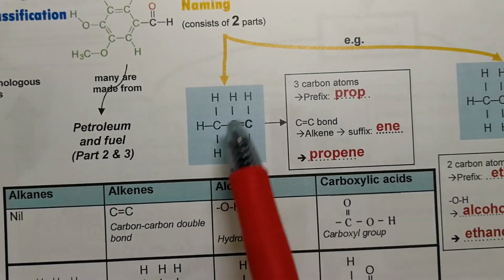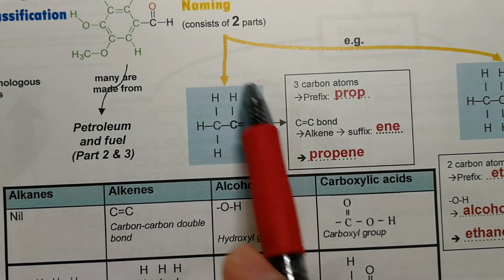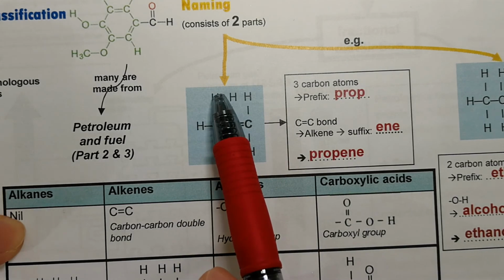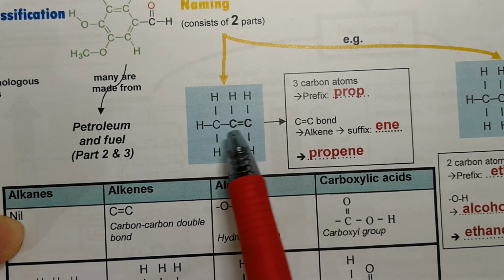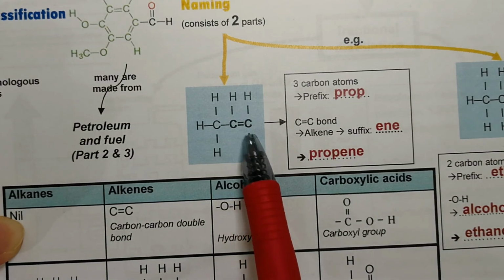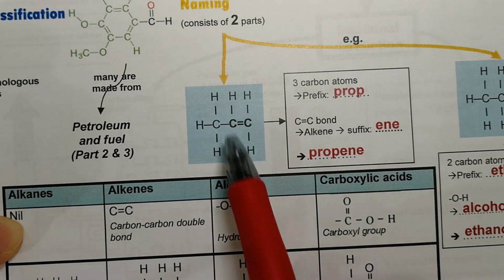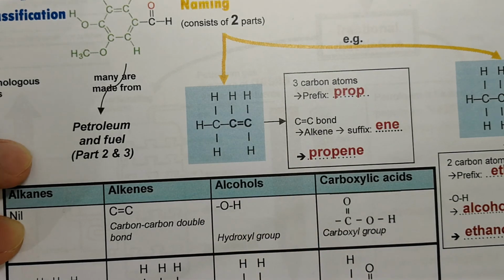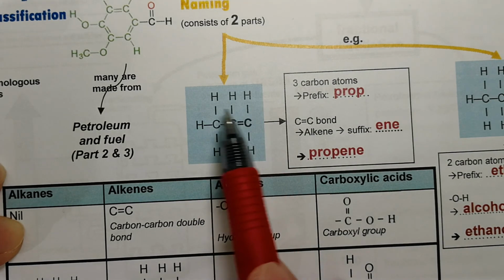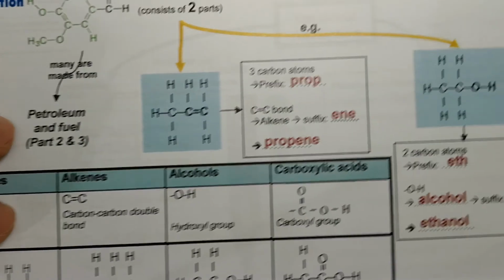Now let's look at the example. So this is an organic compound. This is the structural formula. You can actually write down the molecular formula. The molecular formula would be C3H6. The structural formula shows all the bonds between the atoms.